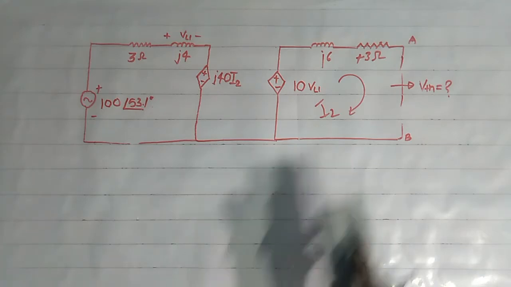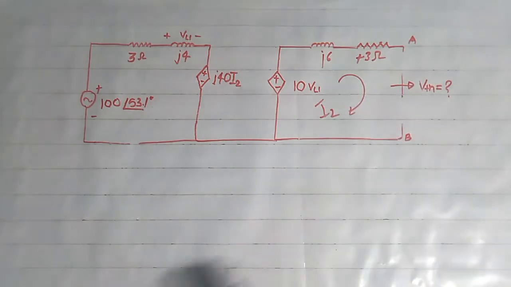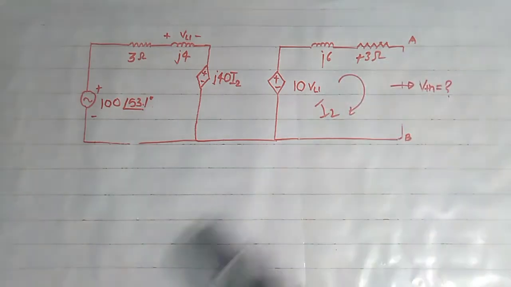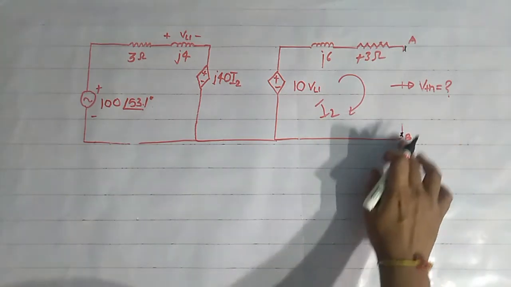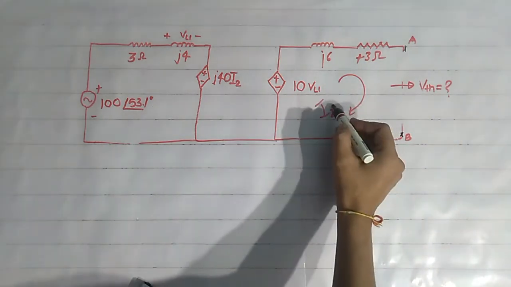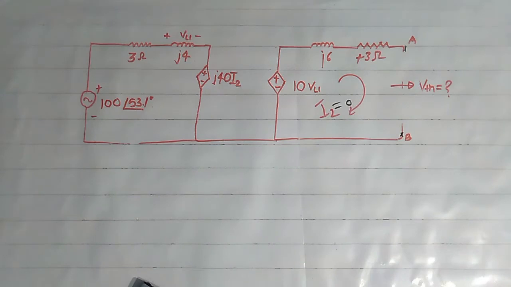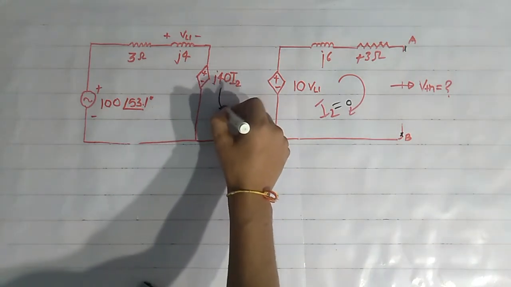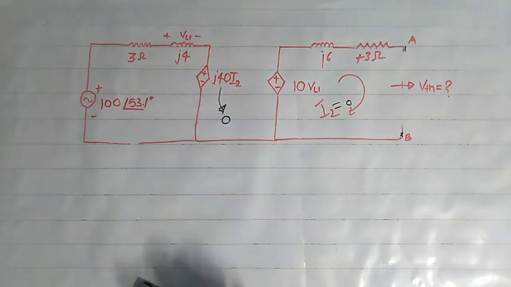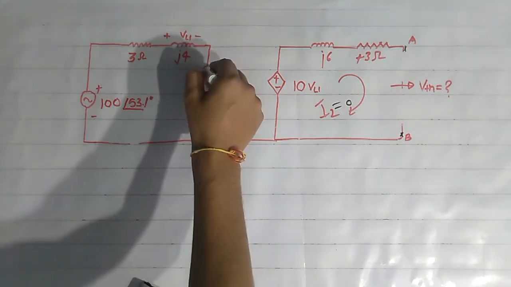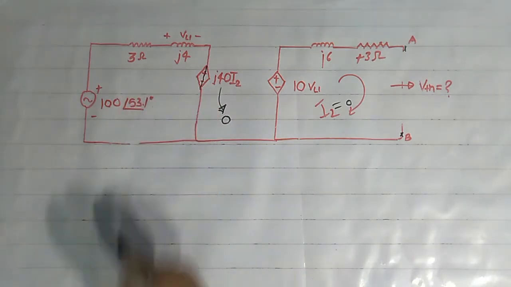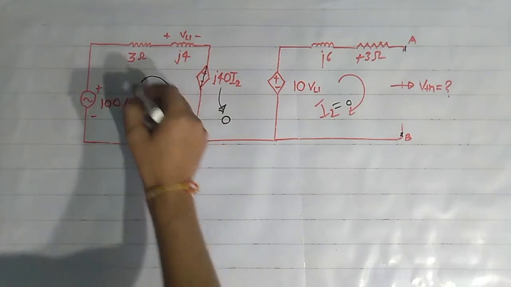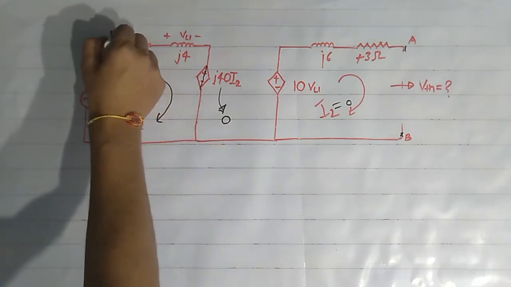To find the Thevenin voltage, we open circuit the terminal AB. So when we open circuit the terminal AB, now we have to find the voltage across this terminal AB. So once we open this, then this I2 becomes 0. When I2 becomes 0, then this j40 I2 also becomes 0. 0 means it acts as short circuit. When it acts as short circuit, now we can apply KVL in this loop. Suppose here current is I.